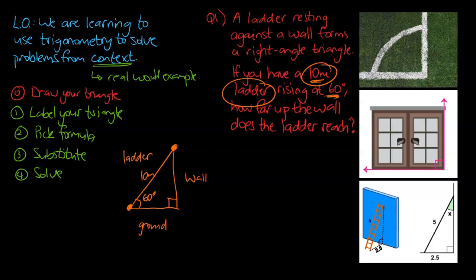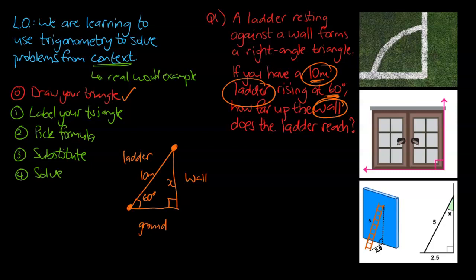And then finally, how far up the wall does the ladder reach? It looks like we're interested in the wall, or how far it goes from the ground to the top. So let's call this side of the triangle X. That means we're not really interested in how far it is away from the ground. So we've drawn our triangle, that's our first step. And now we're going to get into our usual 4-step process for trigonometry.